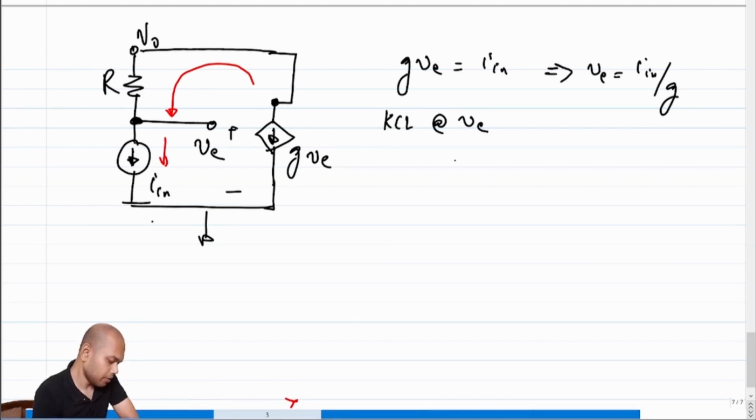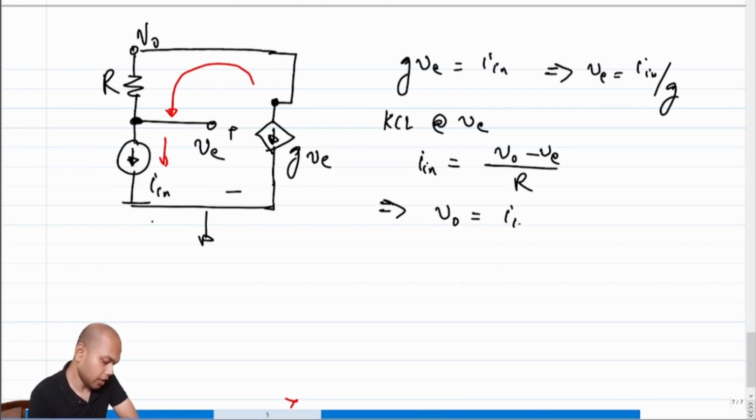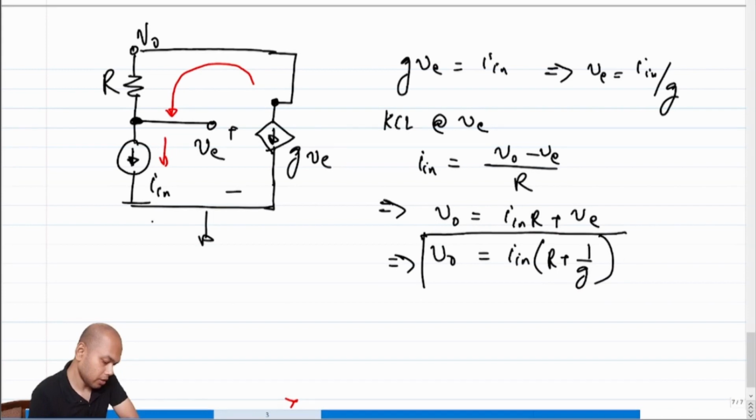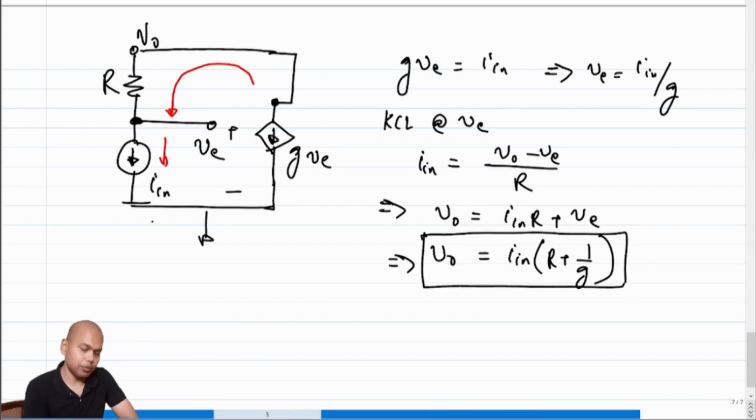So KCL at VE, what does it give? We get I in is equal to V naught minus VE over R, right? Which means V naught will be equal to I in times R plus VE, which means this is equal to I in times R plus 1 over G. So this becomes V naught. What did we want? We wanted V naught to be equal to I in times R, but we have an extra factor. But note that this G is in our control because we have put it, right?